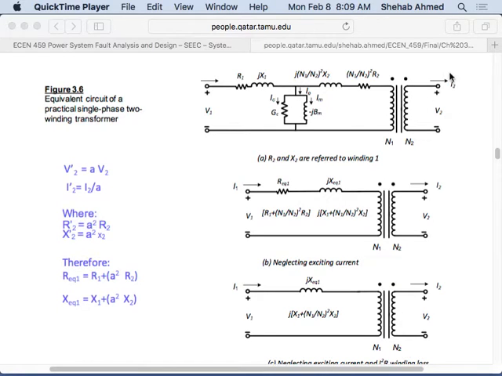And then I can bring the secondary impedance to the primary by multiplying by the turns ratio squared, right? So the R and X on the secondary, I can multiply them by the turns ratio squared and bring them to the primary side, right? So I bring everything to the primary side. I ignore this branch. So I basically have a single impedance on the primary side.